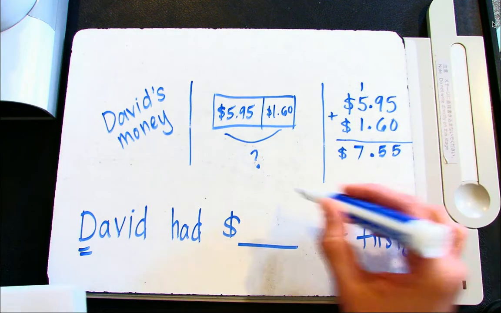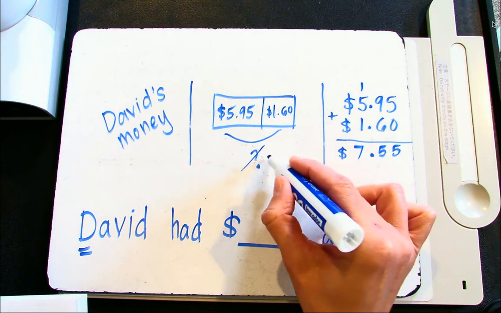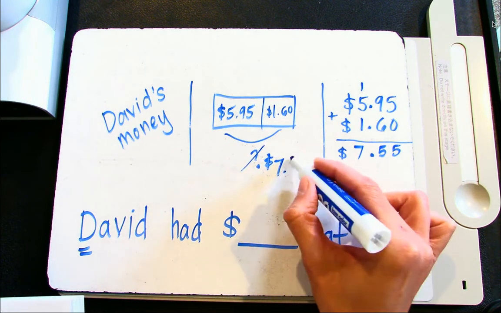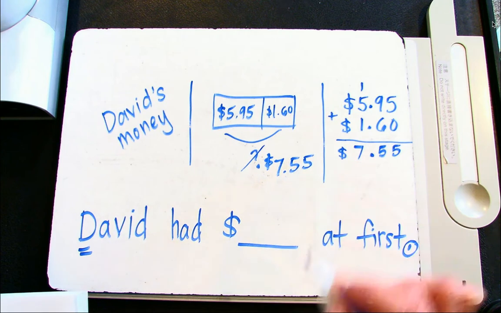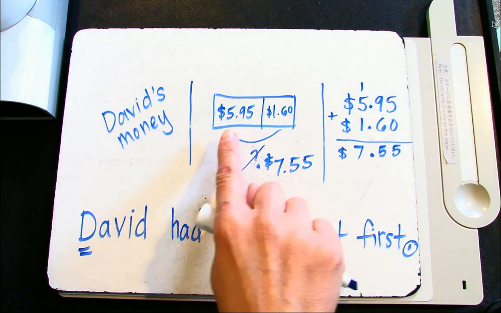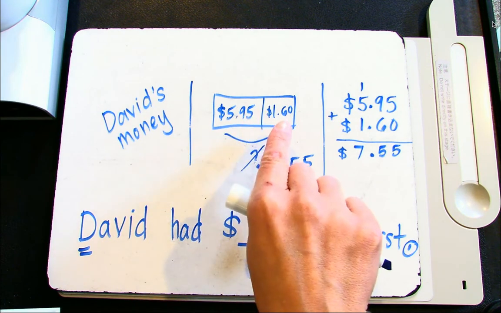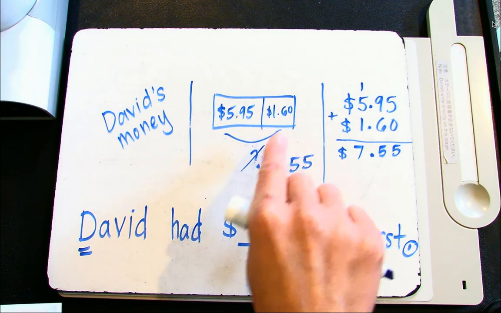And then I'm going to go back to my question mark. I'm going to cross that off, and write my answer and think about, would that make sense? Let's see, if David bought a dinner that cost $5.95 and then he had $1.60 left, how much money did he have at first?